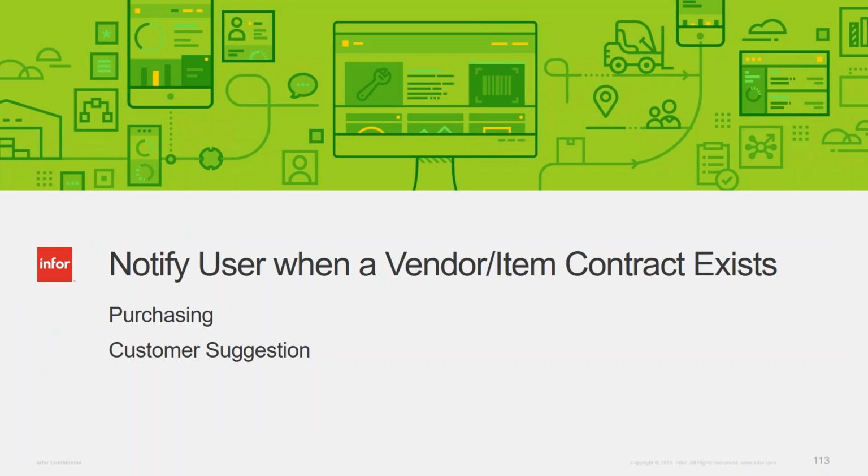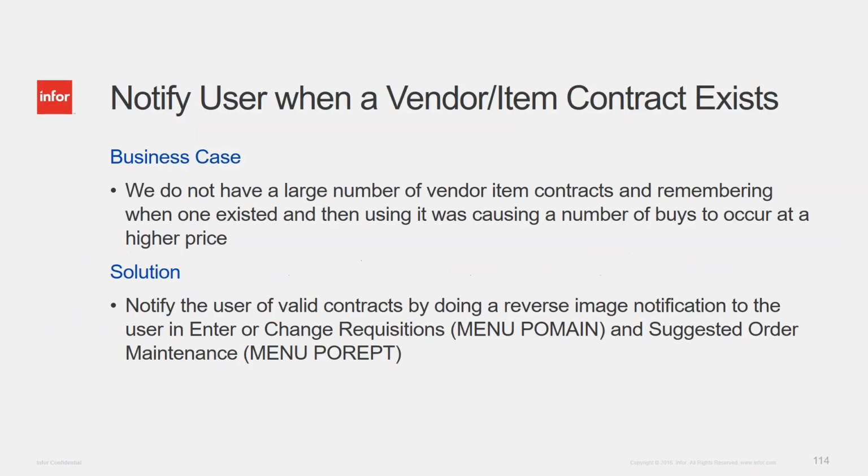Notify user when a vendor item contract exists. We heard from you that when you have vendor item contracts, remembering when one existed and selecting to use it was causing a number of buys to occur at a higher price because the buyers were not remembering to go look and select the contract. So now we're notifying the buyers of valid contracts by doing a reverse image notification to that buyer in interchange requisitions and suggested order maintenance.